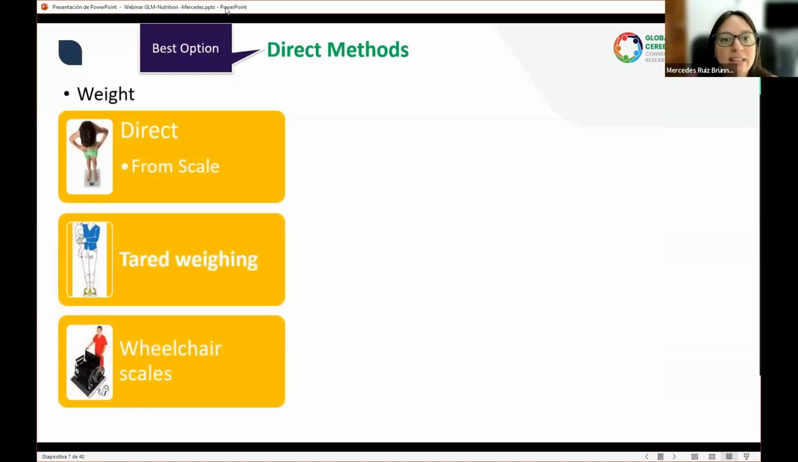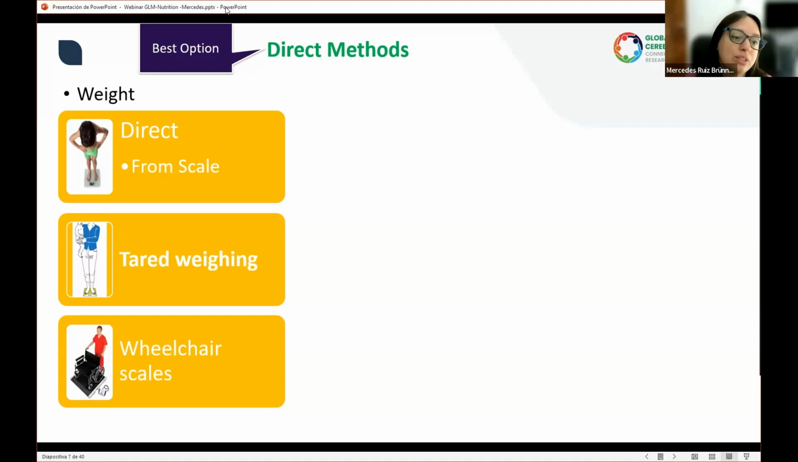We have these direct methods that are always the best option and the first option that we should consider. When we have weight, we have direct from scale. The child is up on the scale. This is the most common, but is the less frequent in cerebral palsy because it's very difficult for a child to stand sometimes in a small scale.